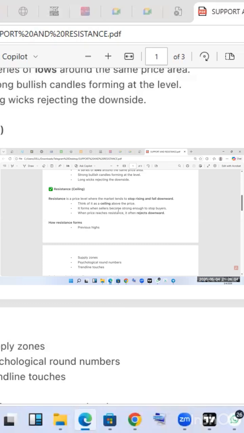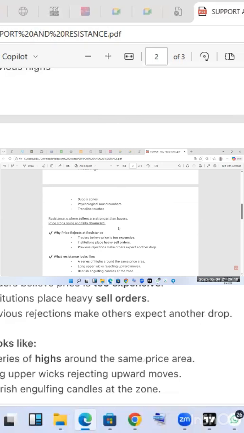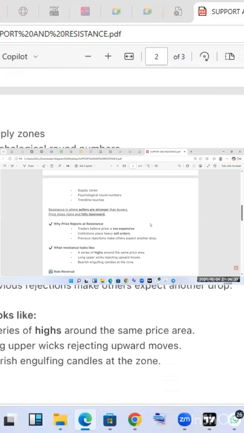It forms when sellers become strong enough to stop buyers. When price reaches resistance, it often rejects downward. How does resistance form? From previous highs. I will show you on a chart very soon. Supply zone, psychological levels. As we have it on a support zone, we have psychological levels on a resistance also. Trend line touches. These are support zones also. I mean, these are resistance zones also. I will show you that on a chart before the end of this class.